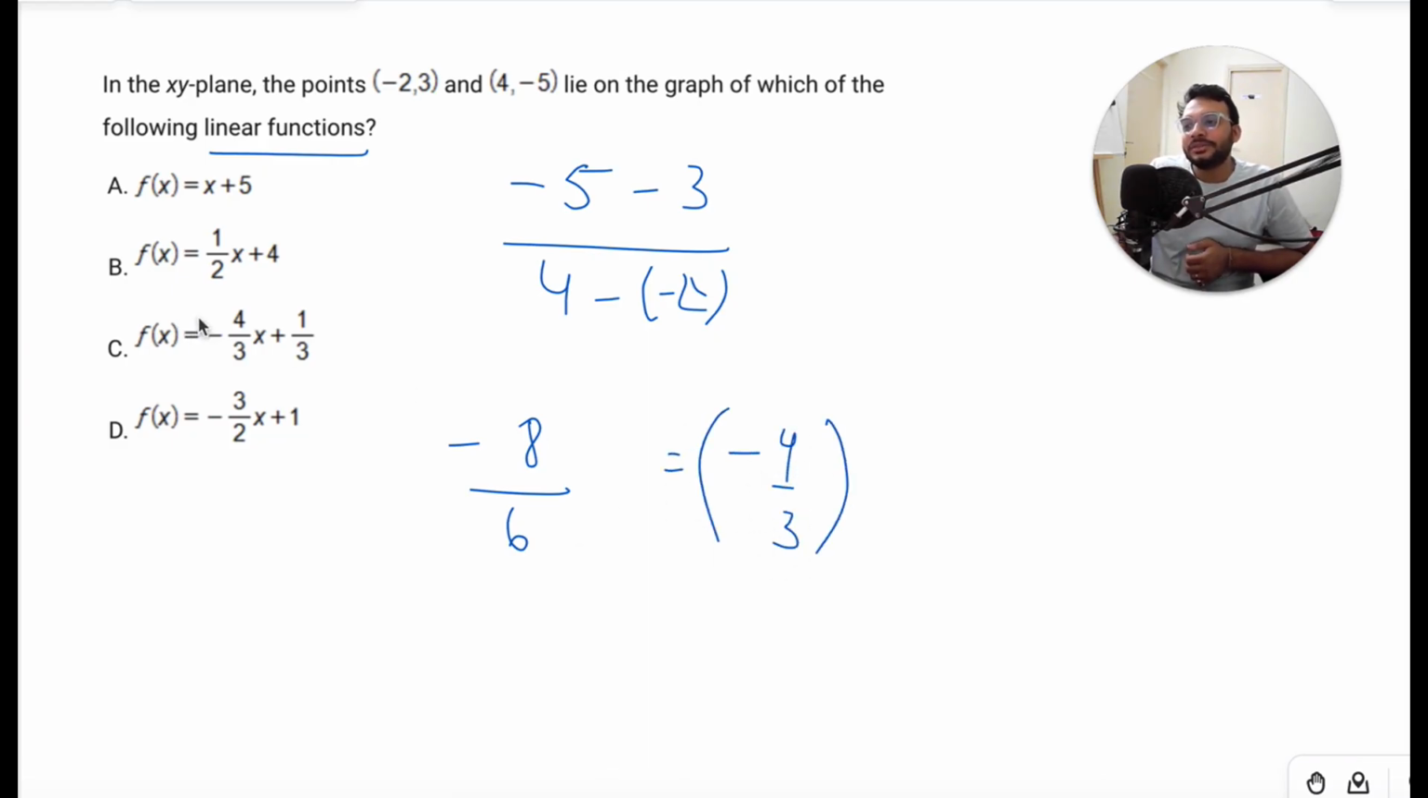The only option that has negative 4 over 3 as a slope is option C. So that is the correct answer. So no need to waste time on checking the different options. You can directly eliminate all the other options this way. Okay, let's go to the next one.